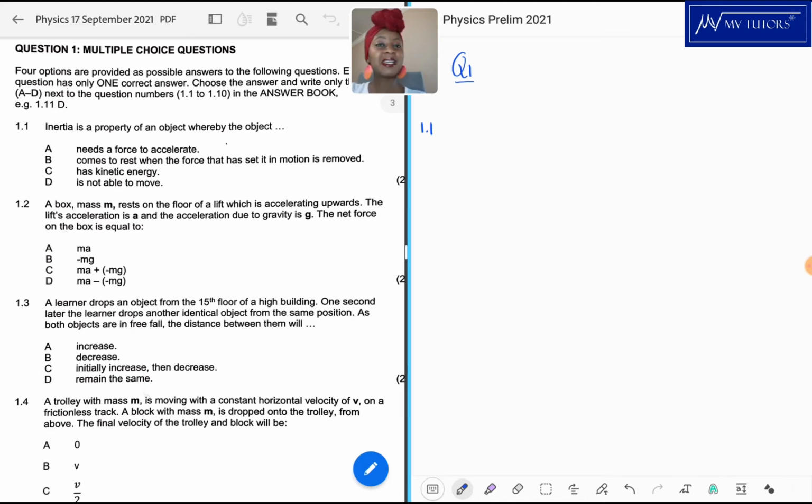Okay, so let us see the options that we have. A, needs a force to accelerate. No, it doesn't want to move, nor does it want to change direction. B, comes to rest when the force that has set it in motion is removed. Inertia is basically resistance to movement. C, has kinetic energy, no. D, is not able to move. I don't like that phrase, but that is basically what inertia is, the resistance to movement. So it doesn't want to move. So yes, it's not able to move. So we'll go with D.